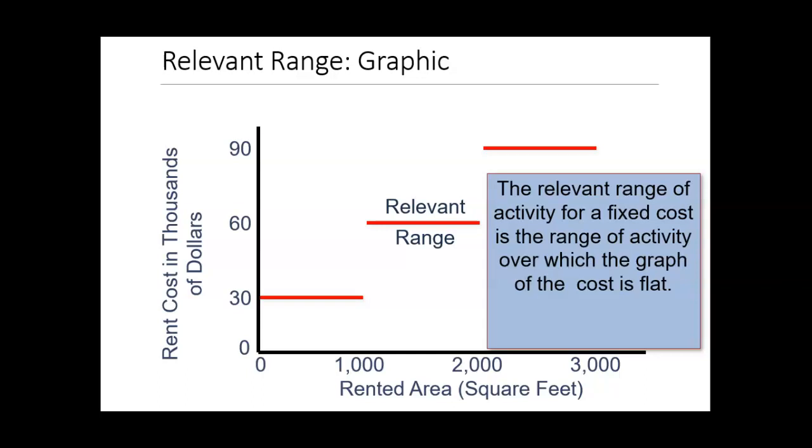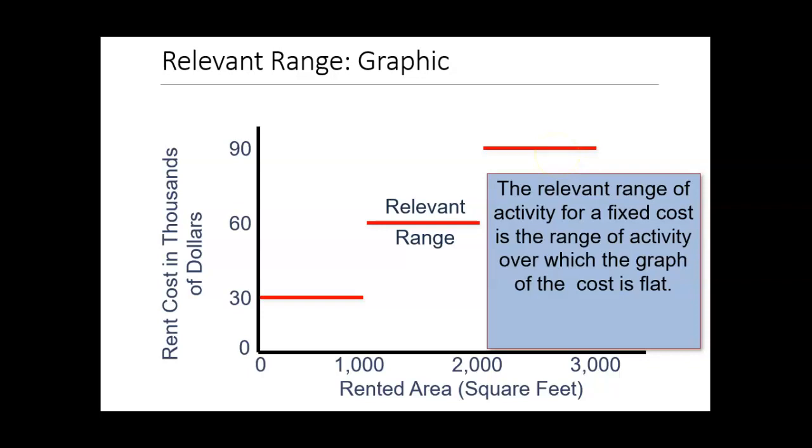Once you're outside that relevant range, then the price is going to change. Because if I rent space between 1,001 and 2,000 square feet, now my cost becomes for the year $60,000 because now I'm within a new relevant range. Remember that the rent cost is $30,000 per 1,000 square feet. If I rent a space greater than 2,000 but less than 3,000 square feet, now I'm paying $90,000 for the year in rent because once again, I'm in a different range.